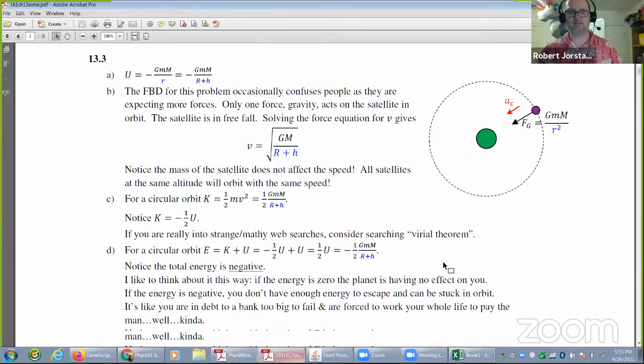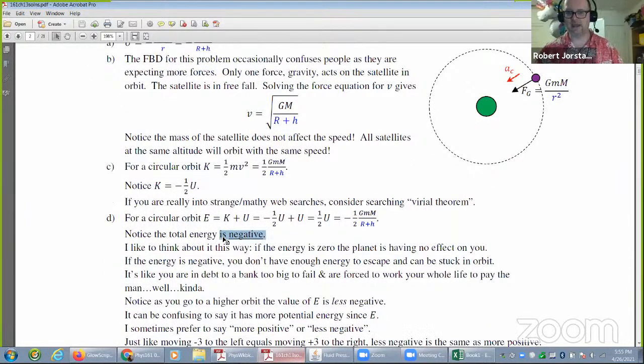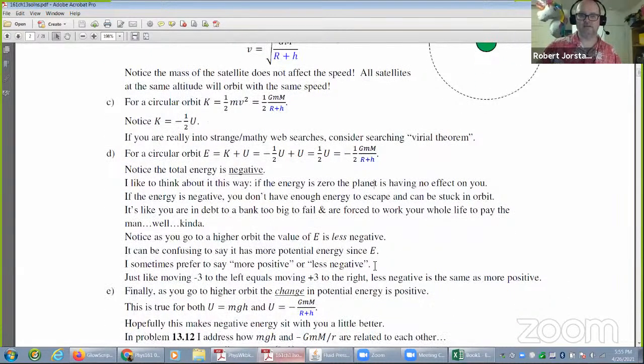Here's all the math. Notice total energy ends up being negative. It ends up being this weird thing. So we kind of talked about this. The kinetic energy ends up being negative 1/2 of this. Now, here's some phrasing. If you go to a higher orbit, I like to say the energy is less negative, right? If this number h becomes bigger, this entire fraction gets smaller. That means you're a smaller negative number. That's why I'm saying you get less negative.